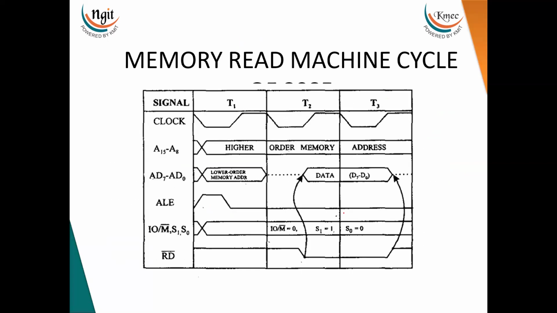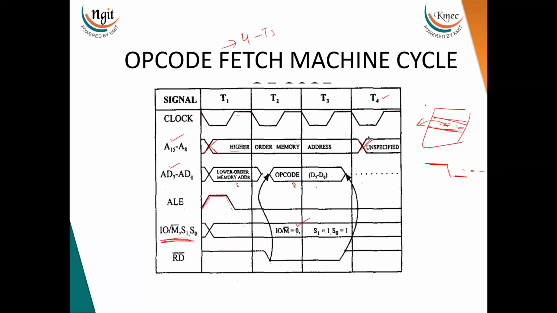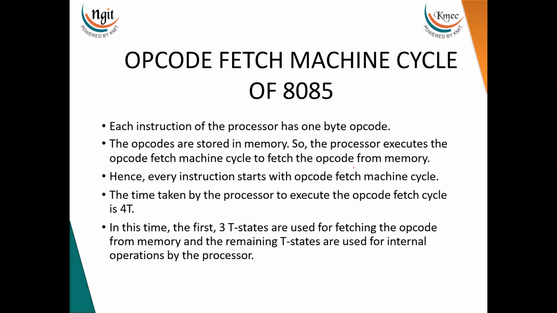Now coming to the memory read machine cycle, memory read is nothing but what? It will read the data operand from the memory. So it is almost like an opcode fetch only. Here we need to remove the fourth T state. If we show up to this third T state, then it is nothing but memory read only. That is the only difference.